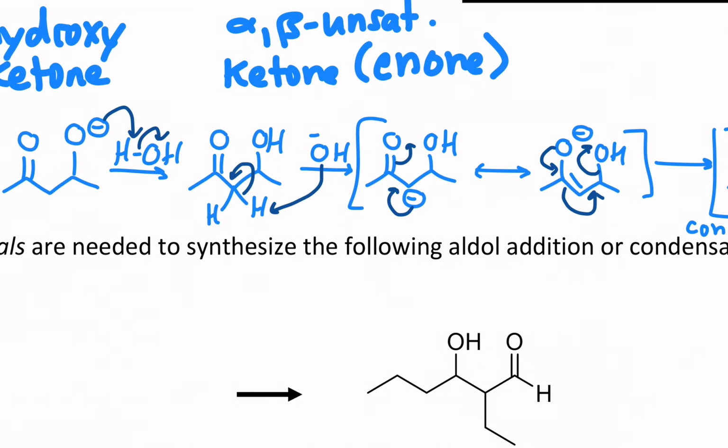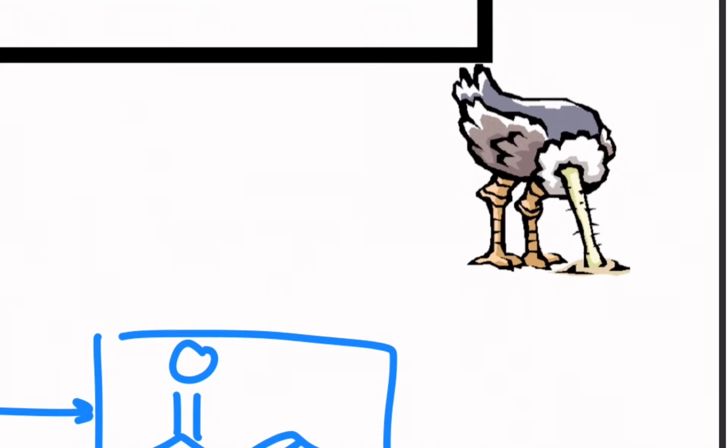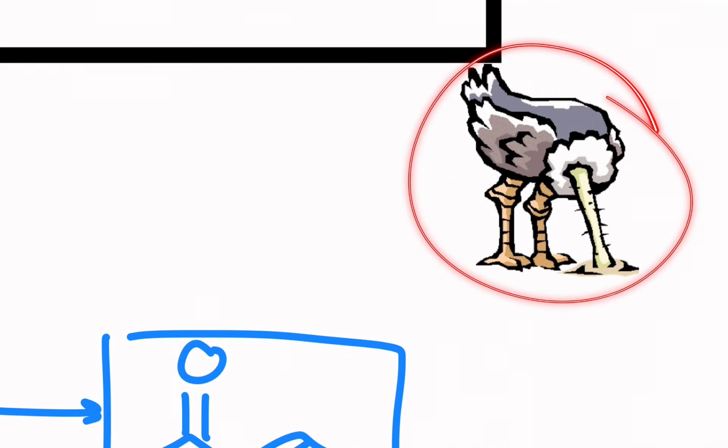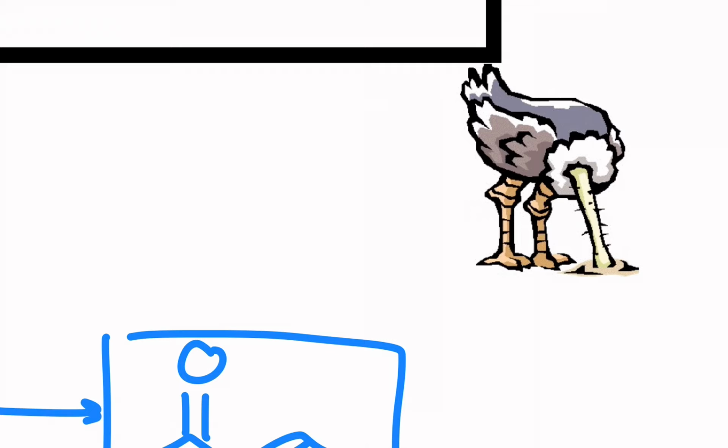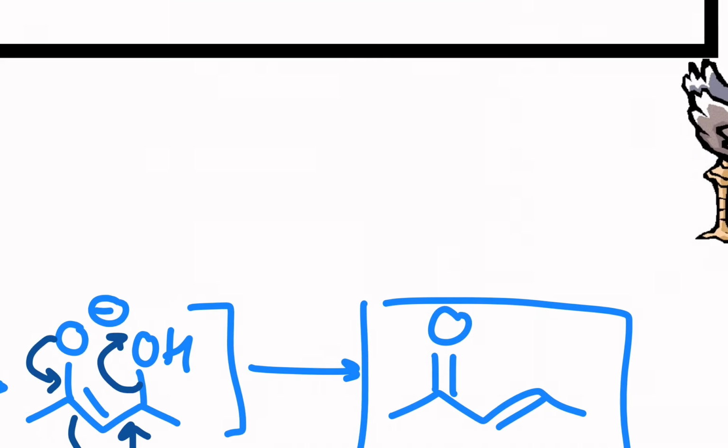So we had an addition product over here, the beta hydroxyketone, and the condensation product, which is the alpha beta unsaturated ketone. So why did we draw this ostrich thing earlier, or why is it already there, actually? Well, some of my students from the past said, you know what, we can come up with a shortcut to figure out how these reactions work.